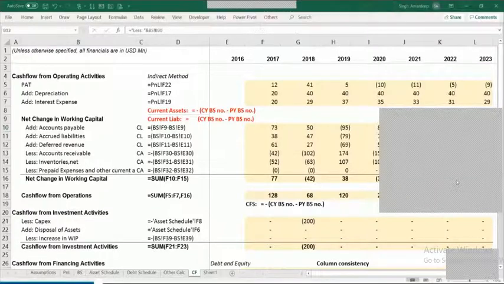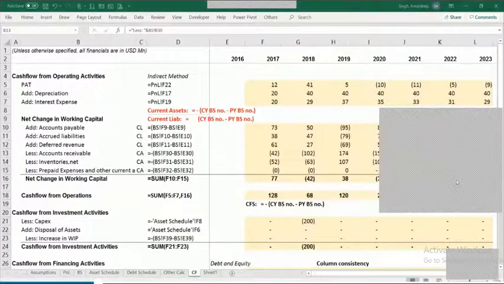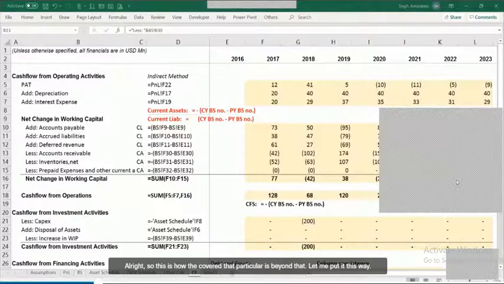So, Riddhi, to your point, somebody asked whether we could start from EBITDA, and now the same point, could we start from PBT? You can do all of that. The thing is that if you're starting from a different line, please make sure that you cover it in totality. This is how we cover that particular problem.